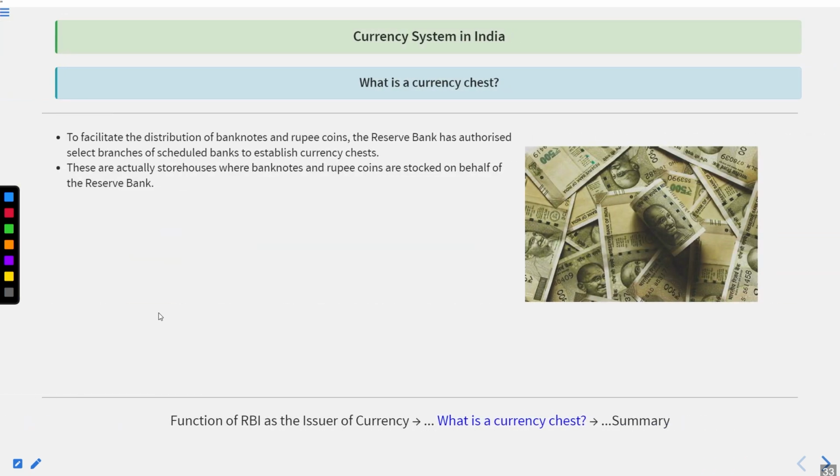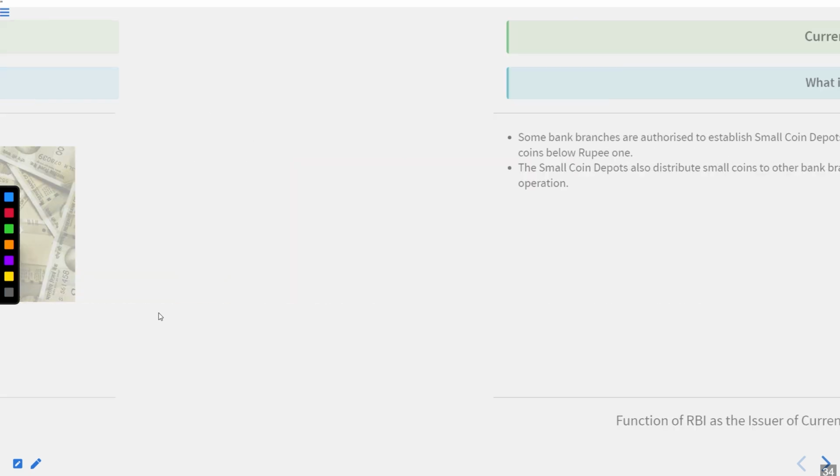To facilitate the distribution of banknotes and rupee coins, the Reserve Bank of India authorized select branches of scheduled banks to establish the currency chest. These are actually storehouses where the banknotes and rupee coins are stocked on behalf of the Reserve Bank.